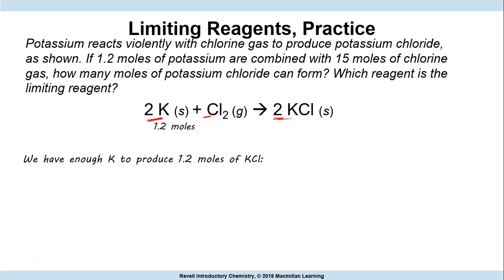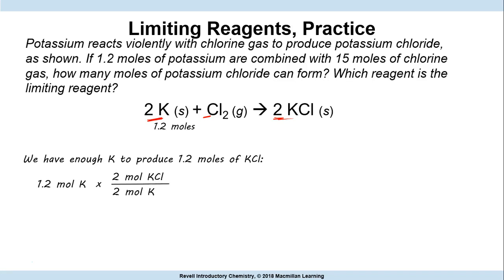Now looking at the balanced equation, we see that we have 2 moles of potassium reacting with 1 mole of chlorine. If we are given 1.2 moles of potassium and 15 moles of chlorine, it means that what will limit our reaction will be the potassium, because we have just 1.2 moles. We have enough potassium to produce the 1.2 moles of potassium chloride, and we have excess chlorine.